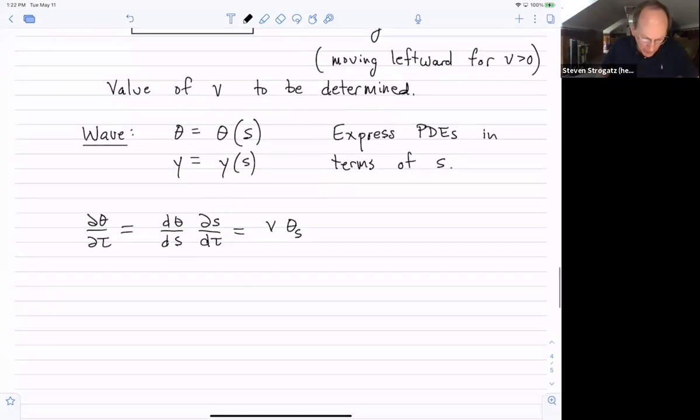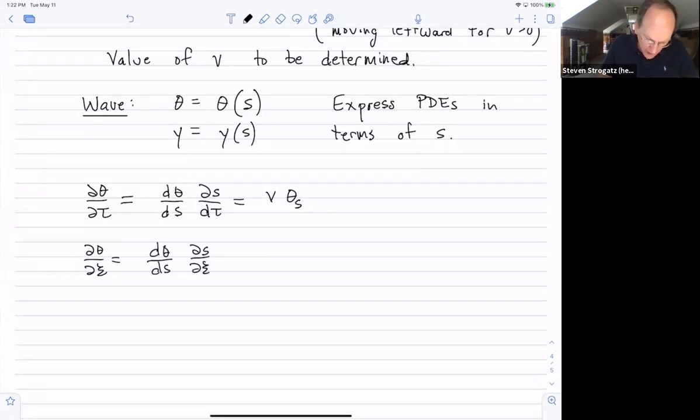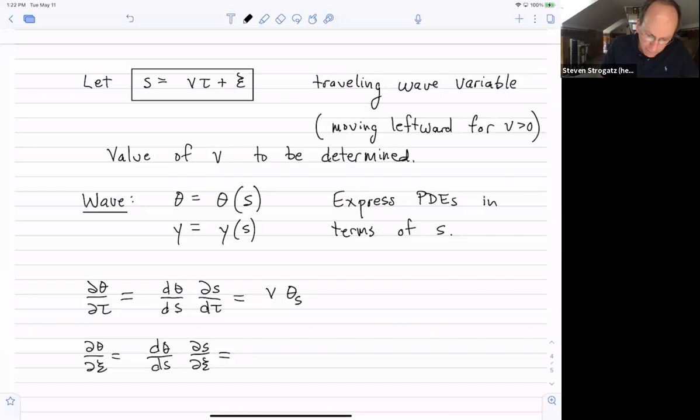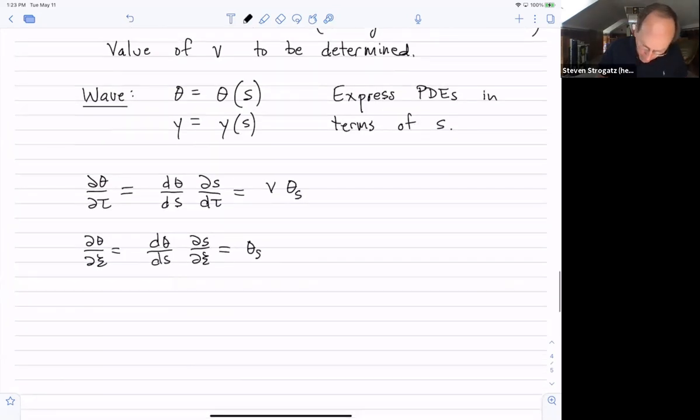And likewise, if I want to convert space derivatives, something like d theta d xi, well, again, theta only depends on s. And then I have to do partial s, partial xi, which from this governing definition here, the derivative of s with respect to xi is just one. So I get theta sub s. And if I take one more derivative, which I need for my diffusion term, that turns out to just be theta sub ss. And similarly for y variables.